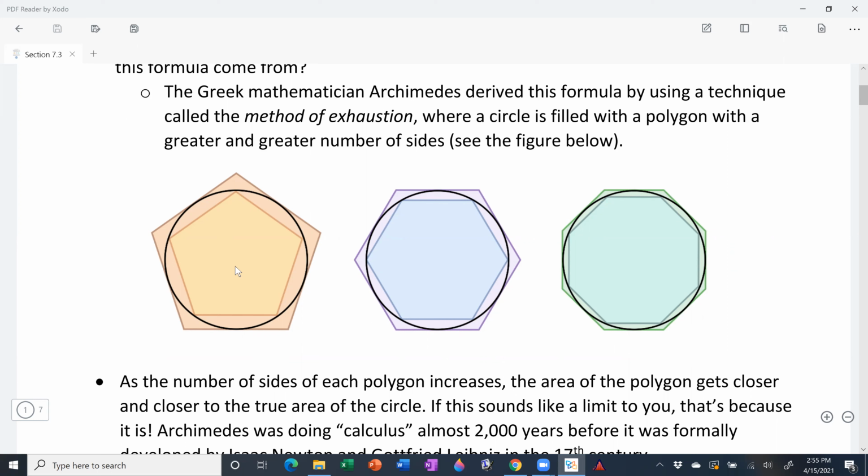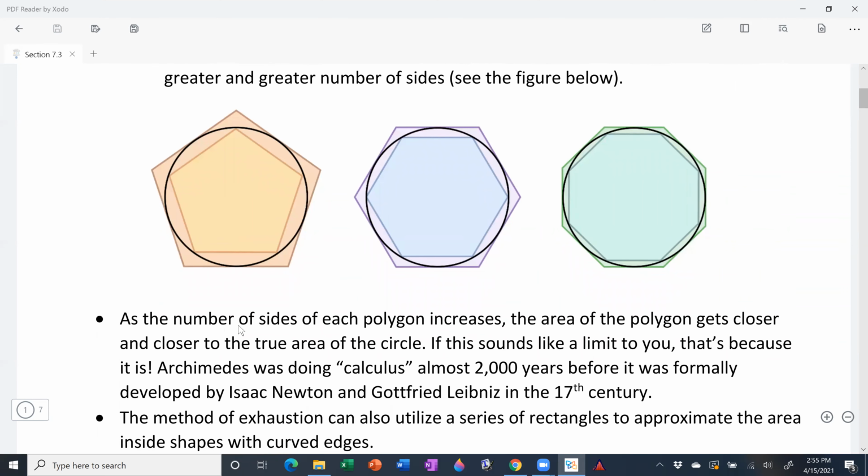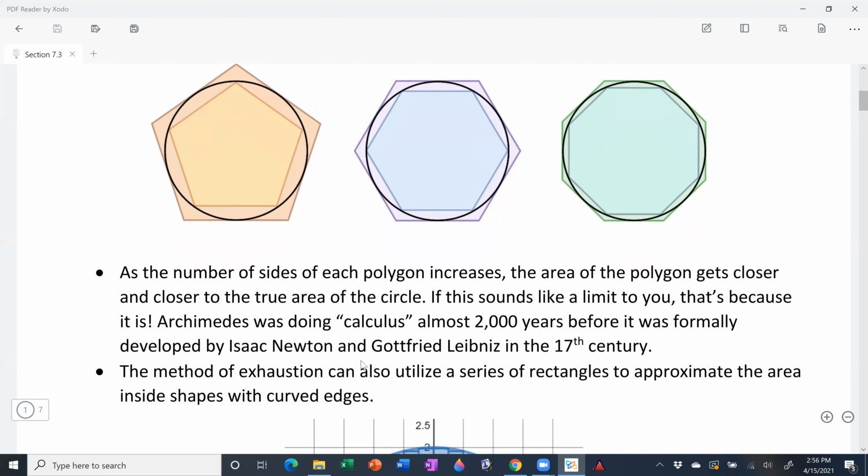So the pentagon wasn't all that accurate, but as we do more and more sides for our polygon, it gets closer and closer to the true area of the circle. We get approximations. And as the number of sides of each polygon increases, the area of the polygon gets closer and closer to the true area of the circle. If this sounds like a limit to you, that's because it is. Archimedes was doing calculus, quote unquote, almost 2,000 years before it was formally developed by Isaac Newton and Gottfried Leibniz in the 17th century.